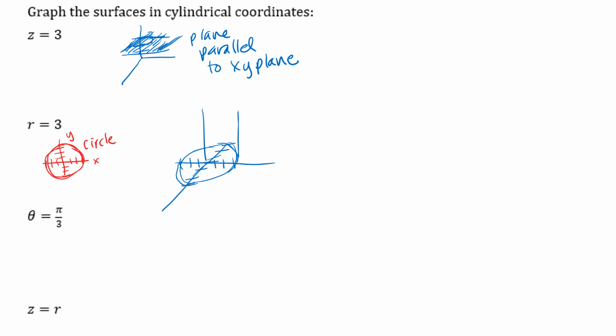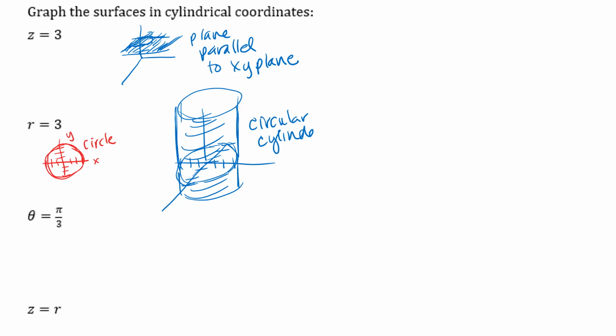Z can be all real numbers, so there's my little circle in the xy plane. But then since z is unrestricted, it's going to extend up and down parallel to the z-axis. So we've got a circular cylinder of radius 3, and it extends in the z direction along the z-axis.